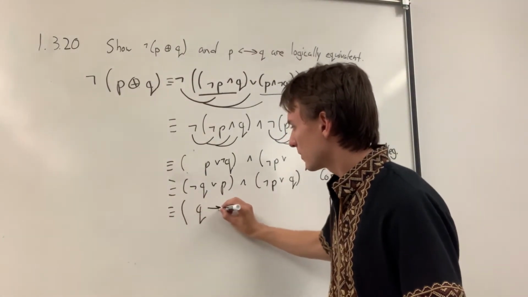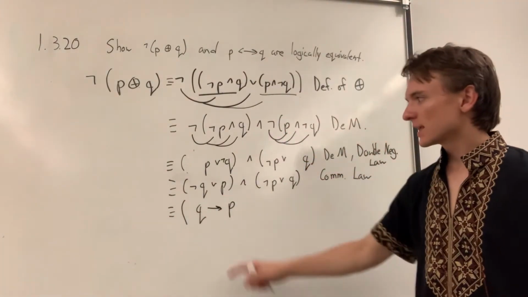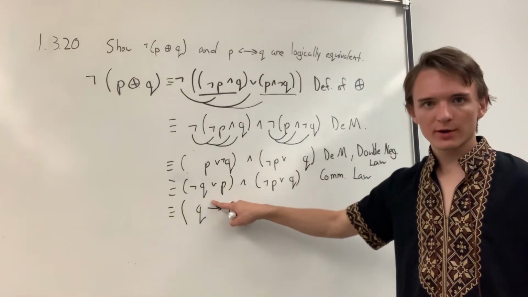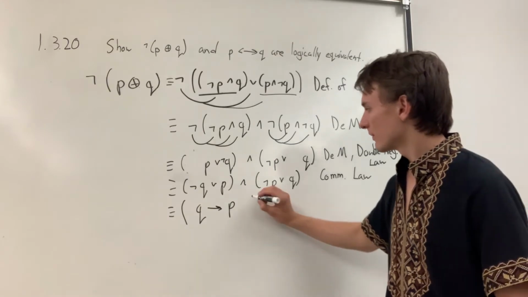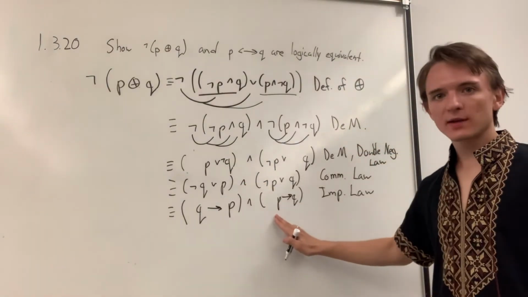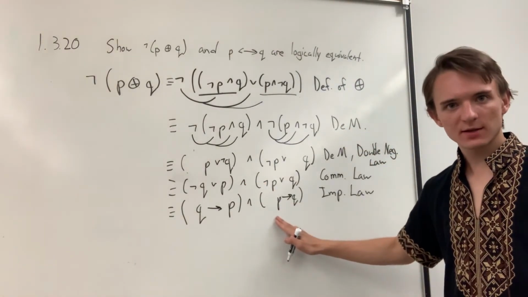Q implies P. We just negate the left side of the OR operator and then turn the OR into an implication symbol, and turn the negation of P into a positive P.